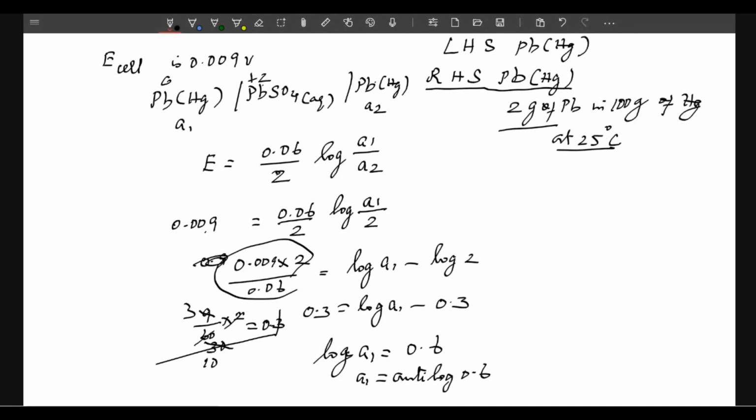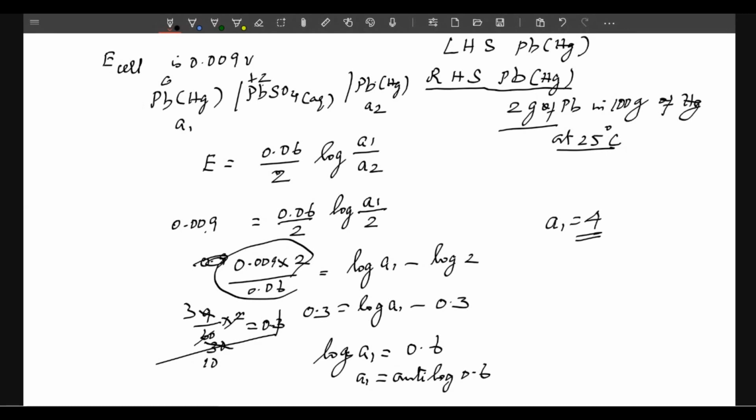Log of 1 is equal to 0. Log of 2 is equal to 0.3. Log of 3 is equal to 0.48. Log of 4 is equal to 0.60. Therefore, anti-log of 0.60 is equal to 4. Therefore, A1 is equal to 4.